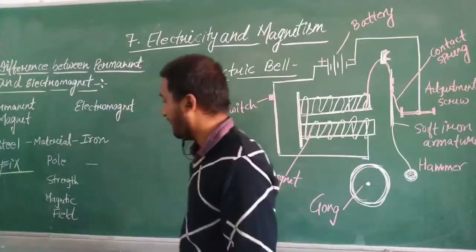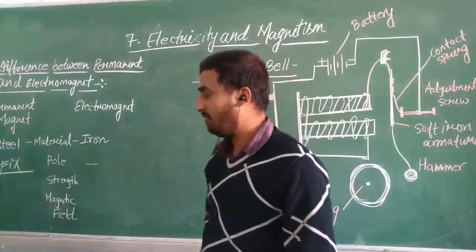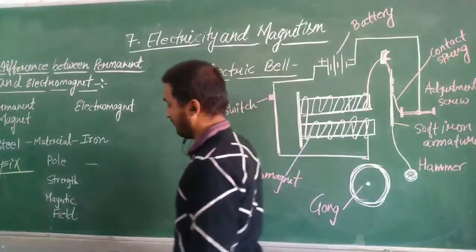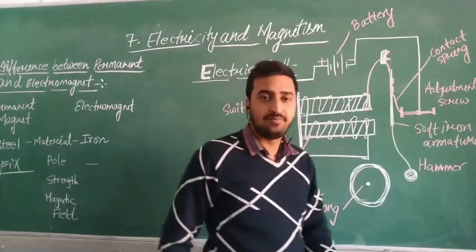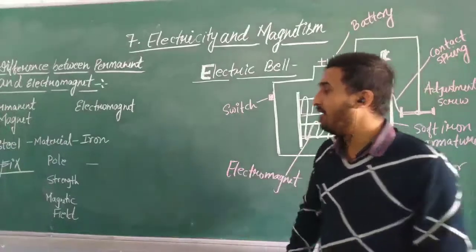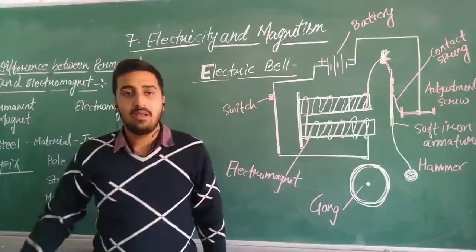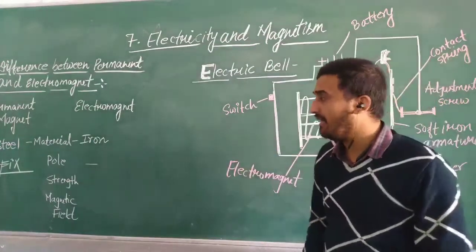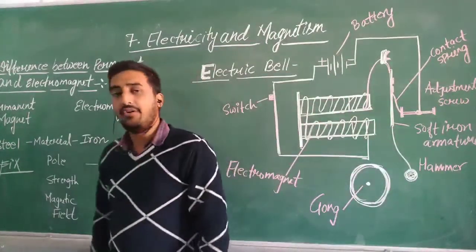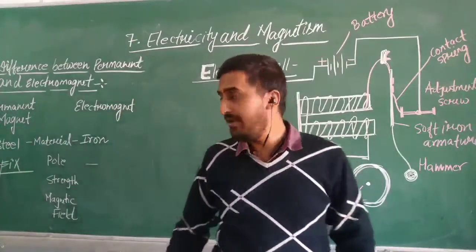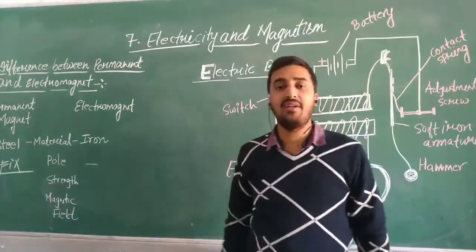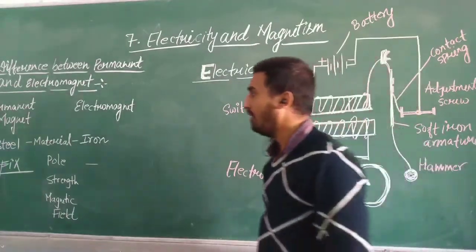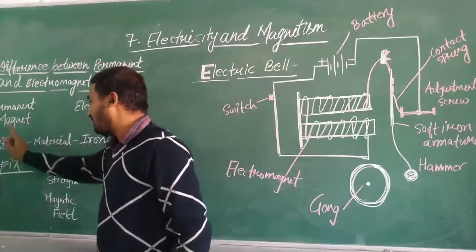strength of a magnet. The last one is magnetic field. In case of permanent magnet, magnetic field is fixed. But in case of electromagnet, magnetic field is variable, because by increasing the strength of magnet, we can increase the magnetic field or magnetic area of force. So in case of permanent magnet, magnetic field or area is fixed, but in case of electromagnet, it is variable.